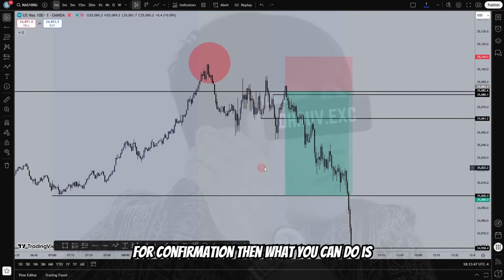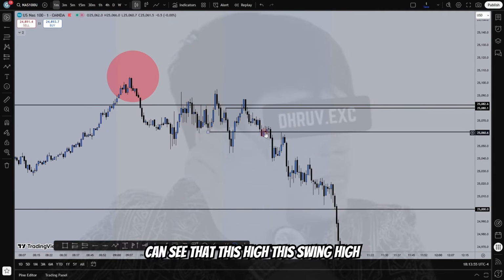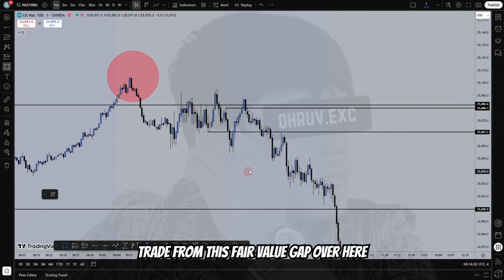Or if you want to go on the safe side and you want to look for confirmation, then what you can do is just wait for some sort of fair value gap to occur. Okay, now you can see that this swing high was responsible for price to go down and take this low, right? So you can take the trade from this fair value gap over here.